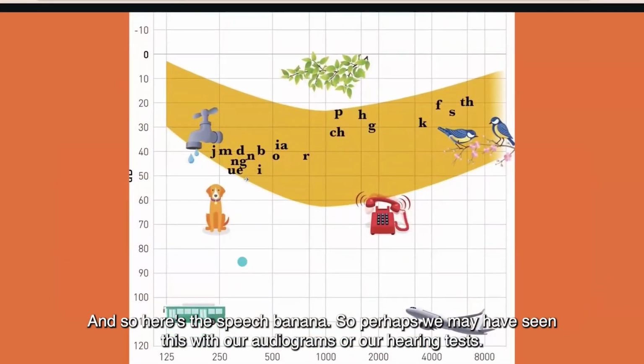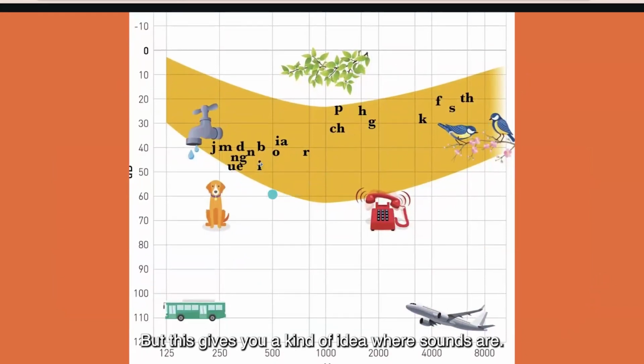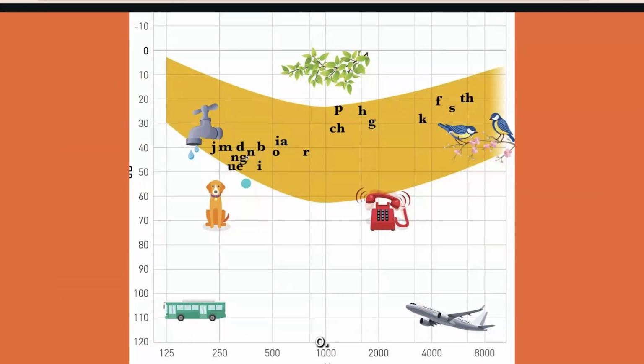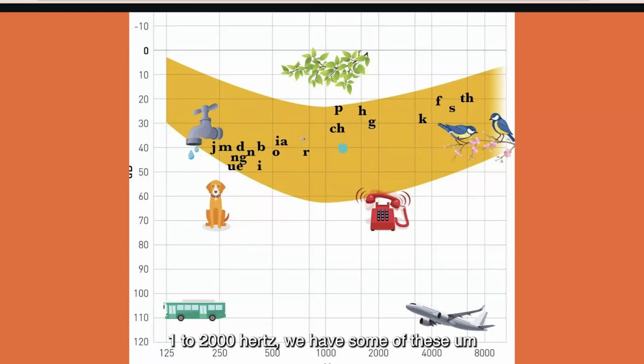And so here's the speech banana. Perhaps we may have seen this with our audiograms or our hearing tests, but this gives you an idea of where sounds are. The letters on the screen: j, m, d, ng, u, e, n, b, o, e, a, are all low frequency sounds between 250 and 1000 hertz. From 1 to 2000 hertz, we have some of these: p, ch, g, and then we have k, f, s, th.